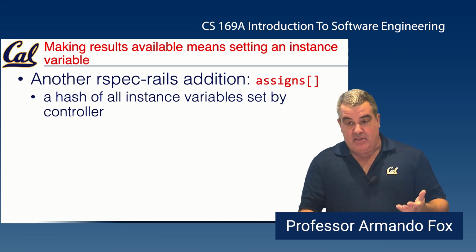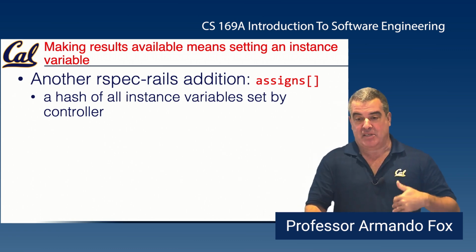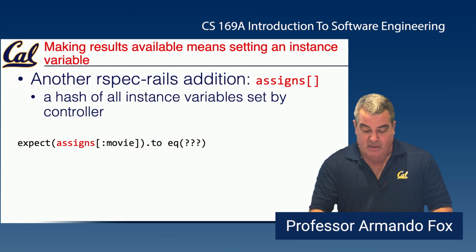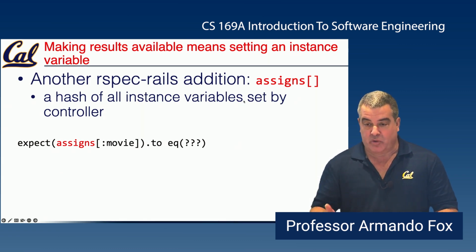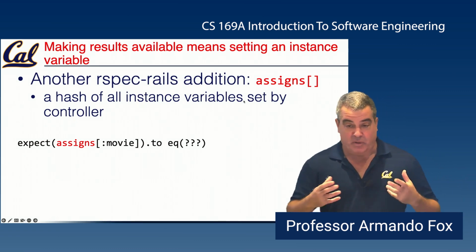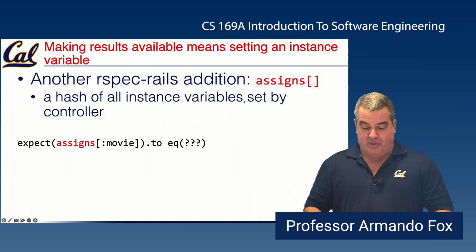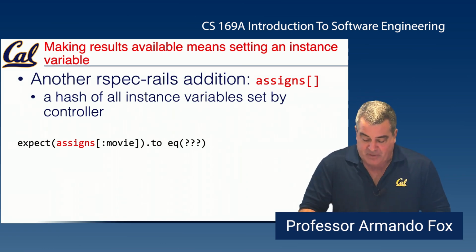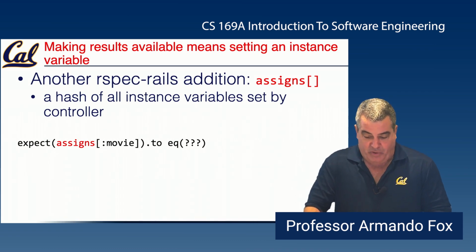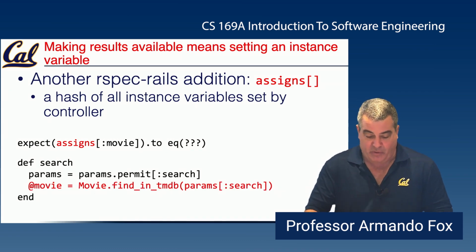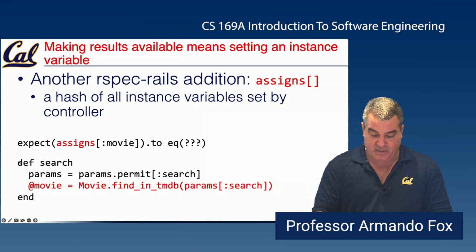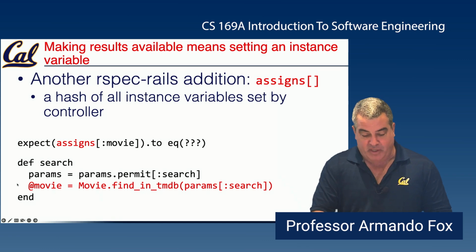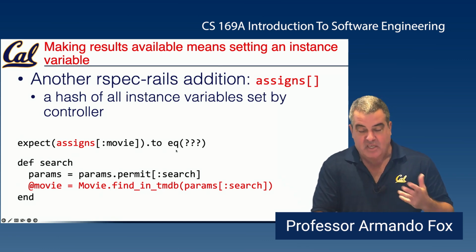So that means that when we're doing our assertion on it passes information to the view, we're going to write something like this. We're going to say expect assigns of movie. So we're going to be looking for an instance variable movie to equal some value. The question is, what value? Because now, if we were to modify the controller method, it would probably end up looking something like this. Instead of just calling find in TMDB, we're now assigning the result of the call to @movie, and we expect assigns movie to equal something.